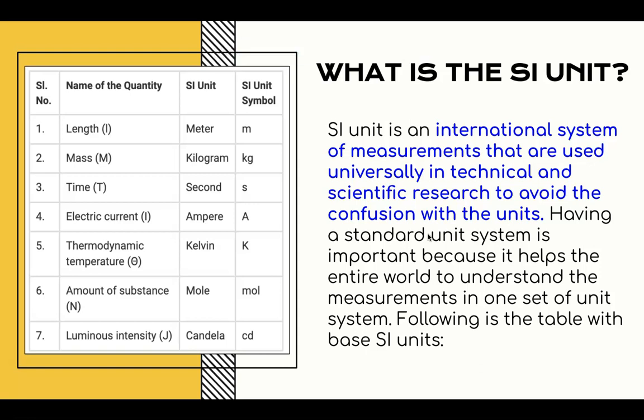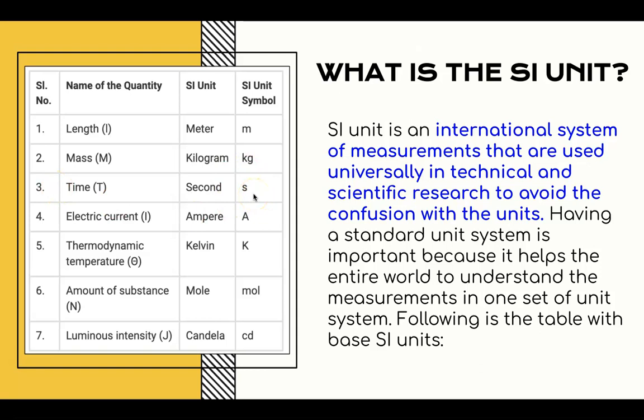So the SI unit is an international system of measurements that is used universally in technical and scientific research. So this avoids confusion of someone going, oh, 38 degrees, that doesn't seem that cold or that doesn't seem that hot, because everyone understands which units we're using. So for example, the SI unit for length is the meter. The SI unit for mass is the kilogram, and the SI unit for time is the second.